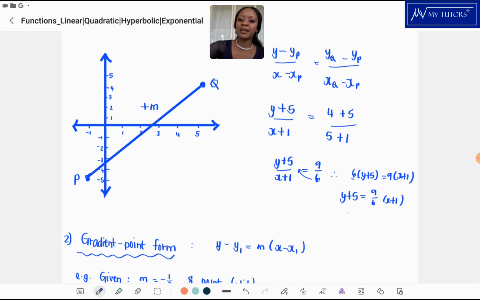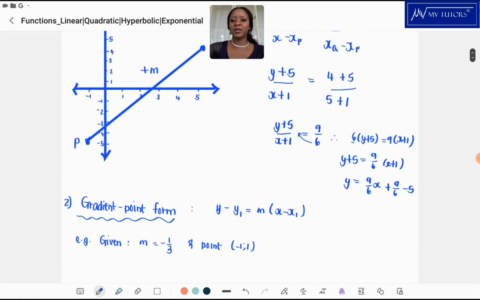Then I'm going to take the 5 to the other side. So I basically have 9 over 6. Let me just multiply this in. Plus 9 over 6 minus 5. What is 9 over 6? I don't know.